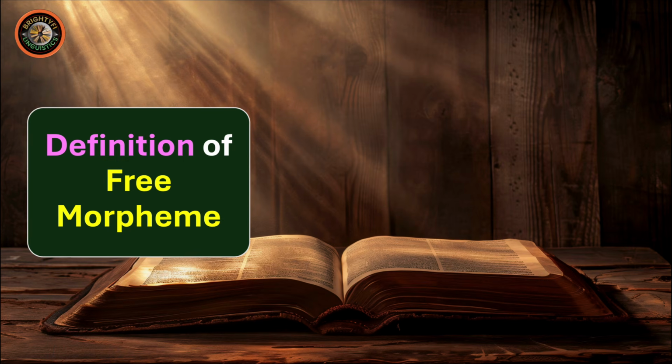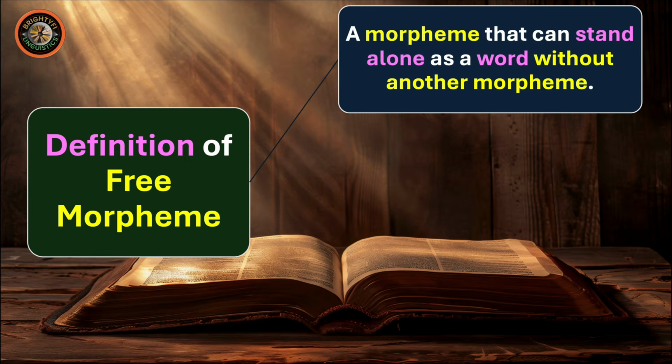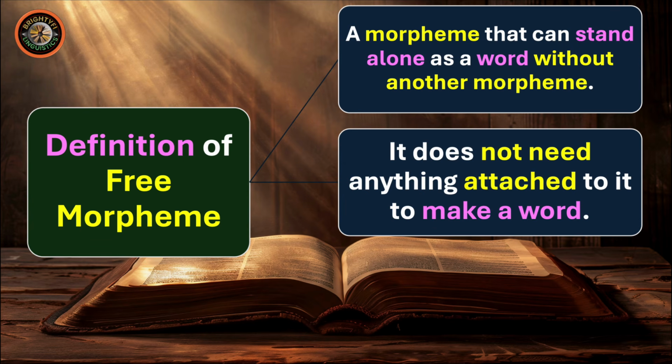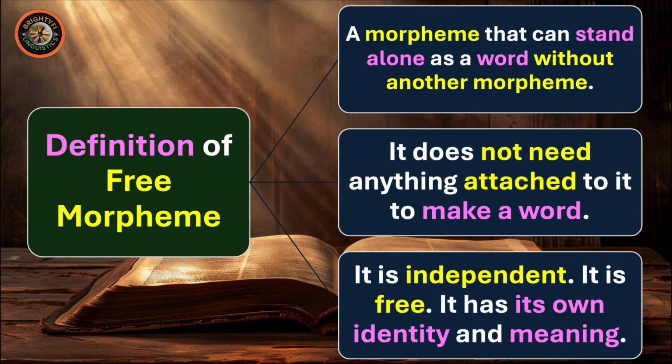The first is the definition of free morphemes. A morpheme that can stand alone as a word without another morpheme is known as a free morpheme. It does not need anything attached to it to make a word. It is independent. It is free. It has its own identity and meaning.